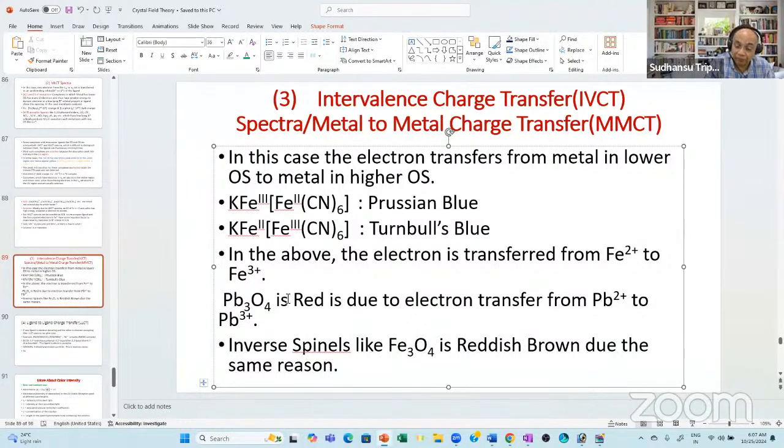Similarly, ferrosoferric oxide, or magnetic oxide, is an inverse spinel. The reddish brown color is due to the electron transition from ferrous to ferric. These are the examples of MMCT.